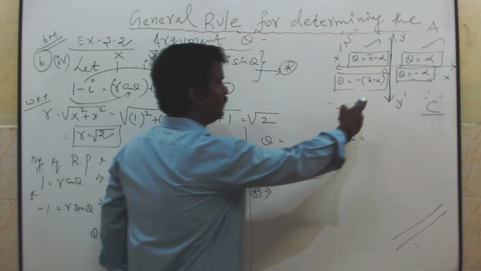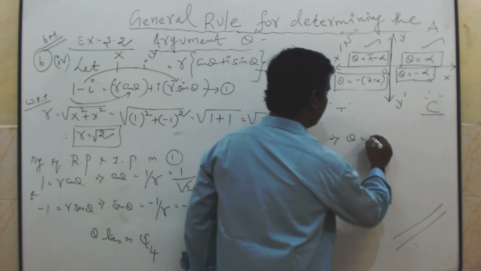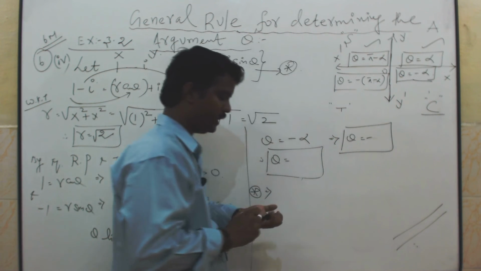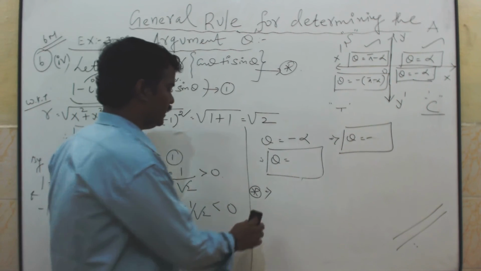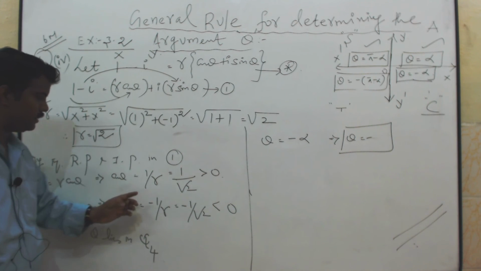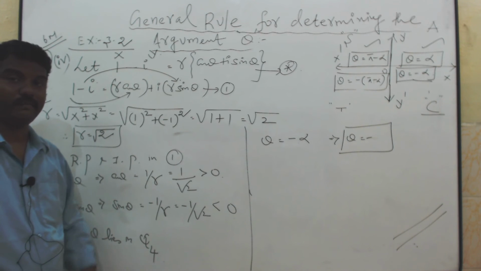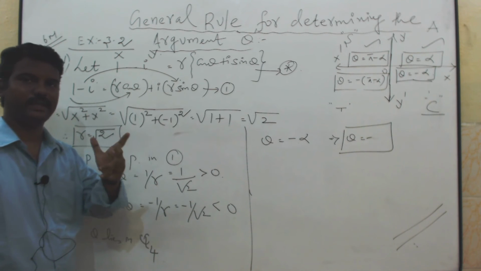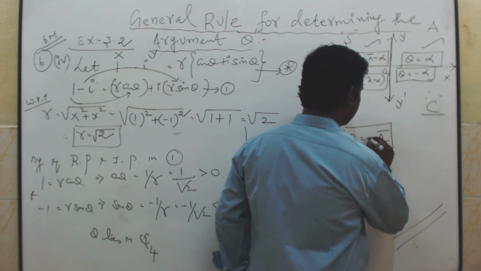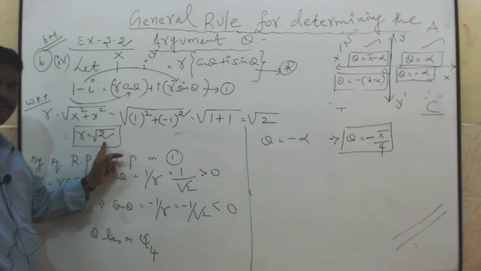So, what is the format? Theta is equal to minus alpha. Tell me what is alpha? Think and tell me. Here, cos of something should be equal to 1 by root 2. Cos of 45 degree is 1 by root 2. How will you write that 45 degree in terms of radians? Pi by 4. So, theta is equal to minus pi by 4. What is the value of r? r is square root of 2.